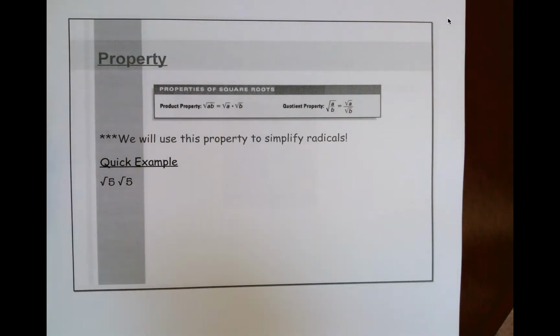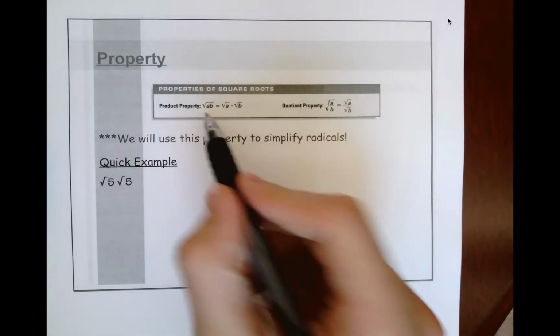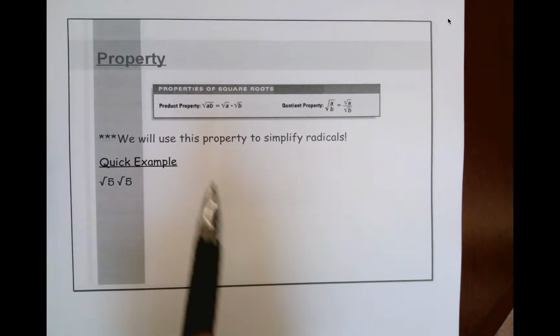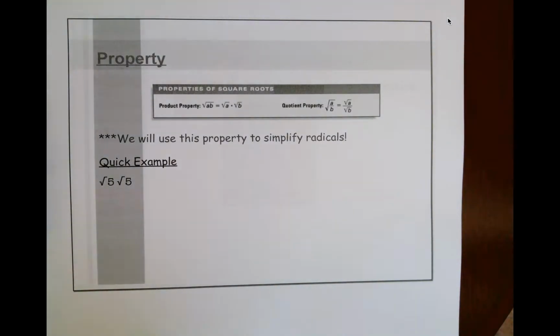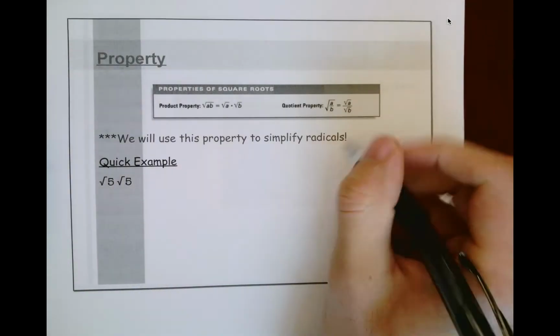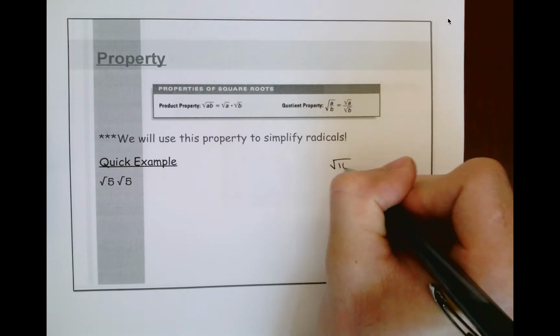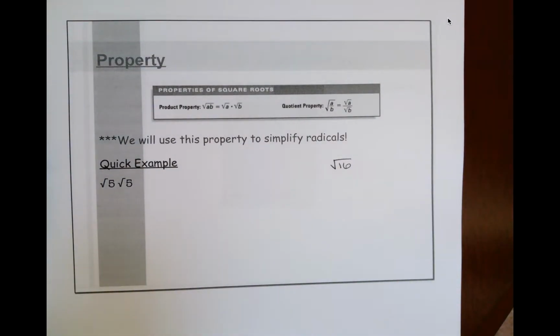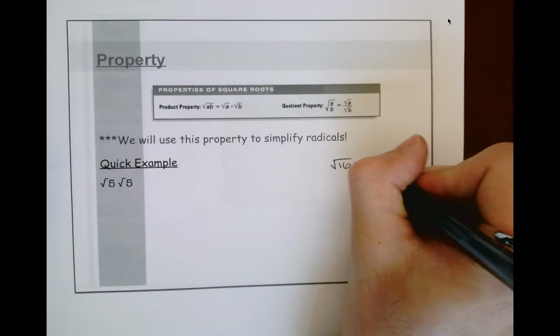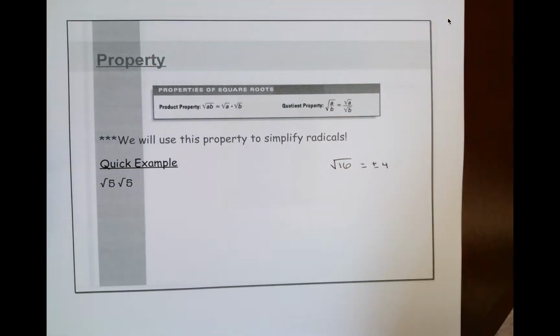So here are 2 properties, and these are on your guided notes. It's called the product property and the quotient property, and we're going to use these properties to simplify radicals. So what that's saying, if I had something like the square root of 16, say that I didn't know that this is going to be plus or minus 4. Say I didn't know that.